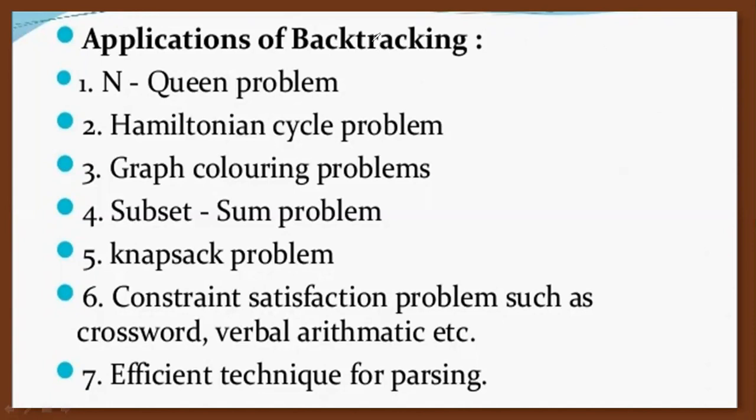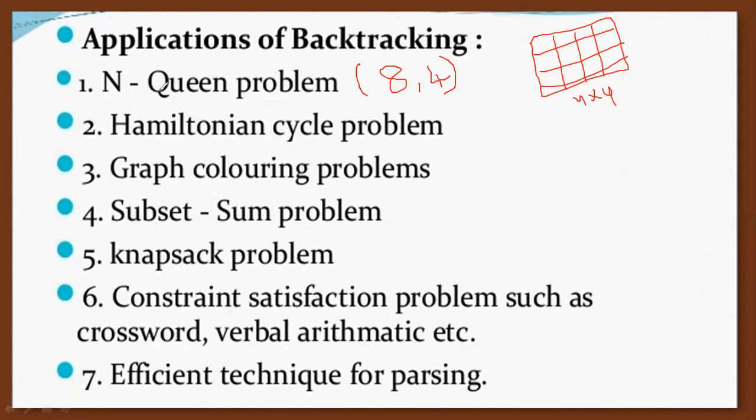The backtracking technique can be applied for solving the n-queen problem. Here n means the number of queens. There is a possible way of solving the 8-queen problem or the 4-queen problem. Both problems can be solved by using backtracking. If you want to solve the 4-queen problem, there is a 4 by 4 chessboard, with 4 rows and 4 columns. We can solve this 4 by 4 chessboard problem by using the n-queen problem.